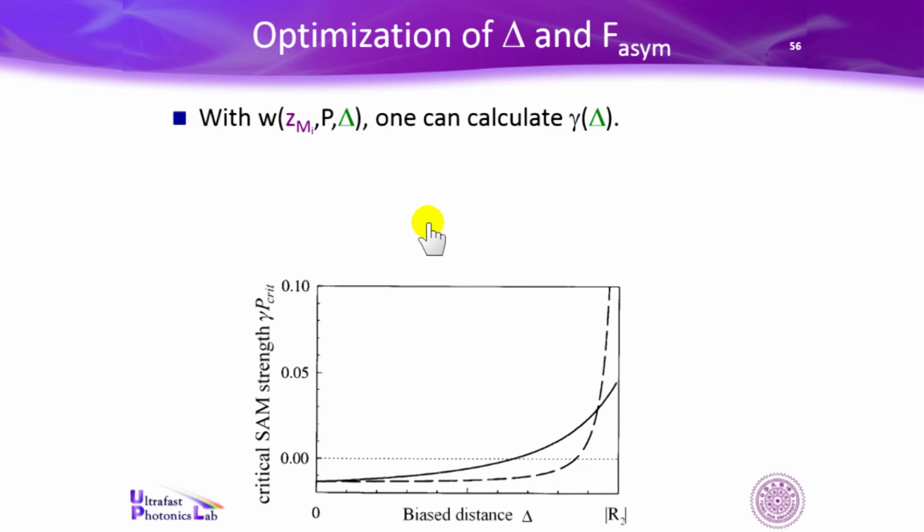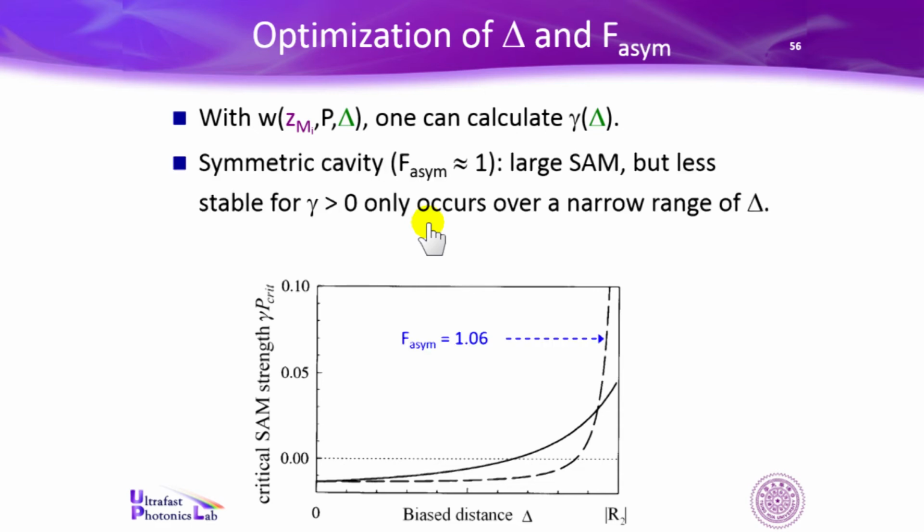Okay, so you got some curves. The horizontal axis is the separation between the two curved mirrors, CM1, CM2. The vertical axis is the resulting SAM coefficient, provided the iris is placed next to some planar mirror. Okay, so what can you see? You see when the asymmetric factor is very close to 1, such as 1.06. So what does this mean? It means the cavity is pretty symmetric. 就是相当对称的一个 cavity.